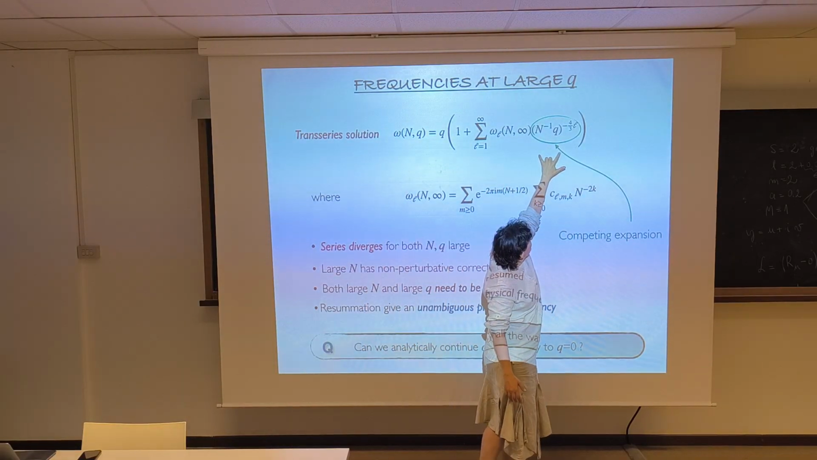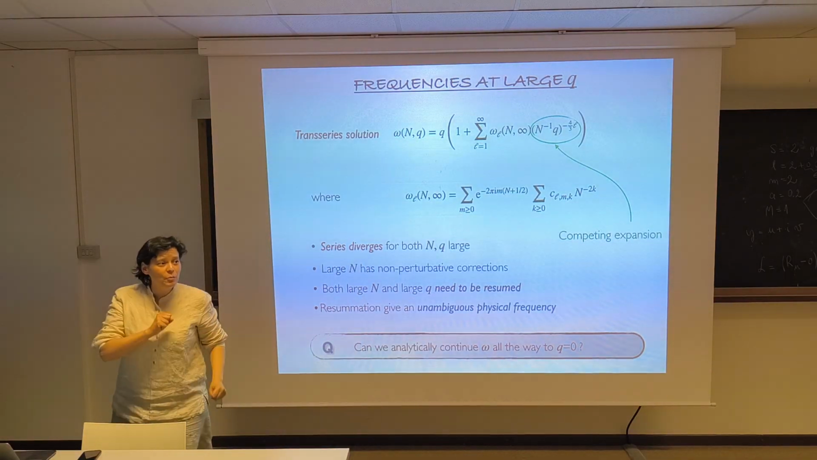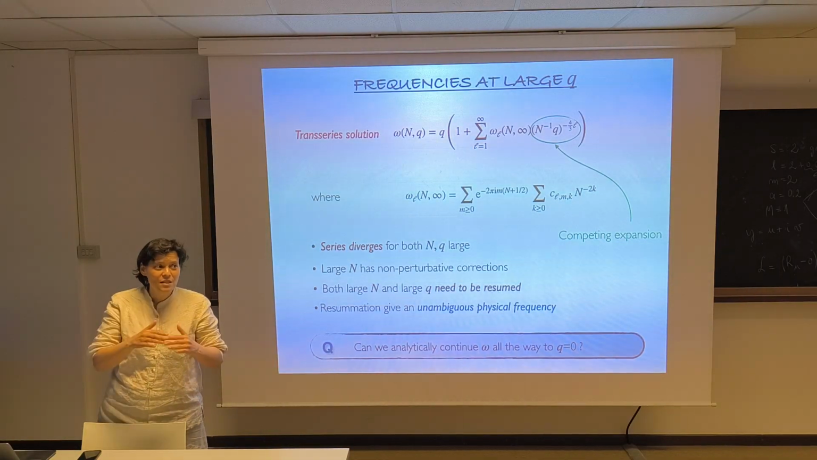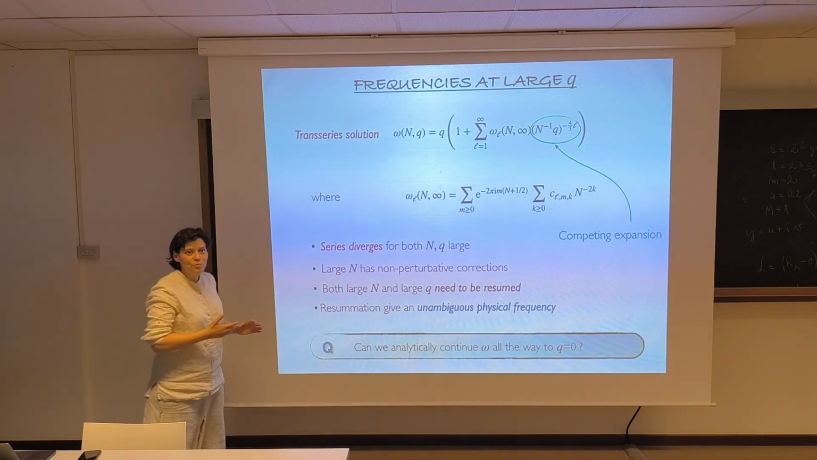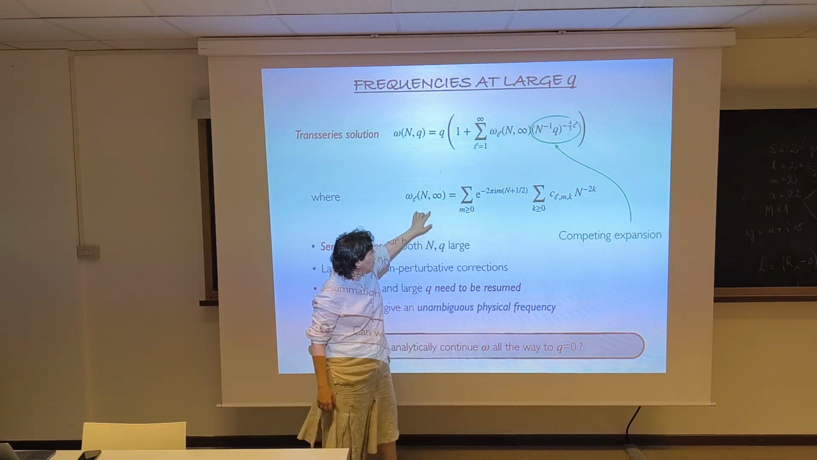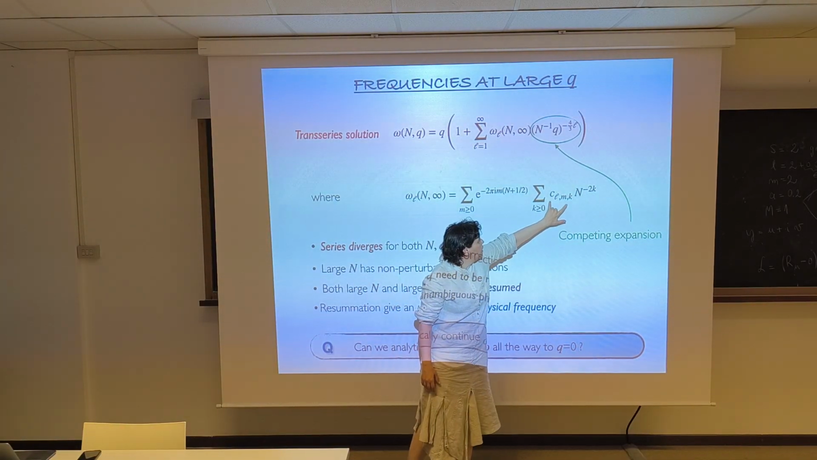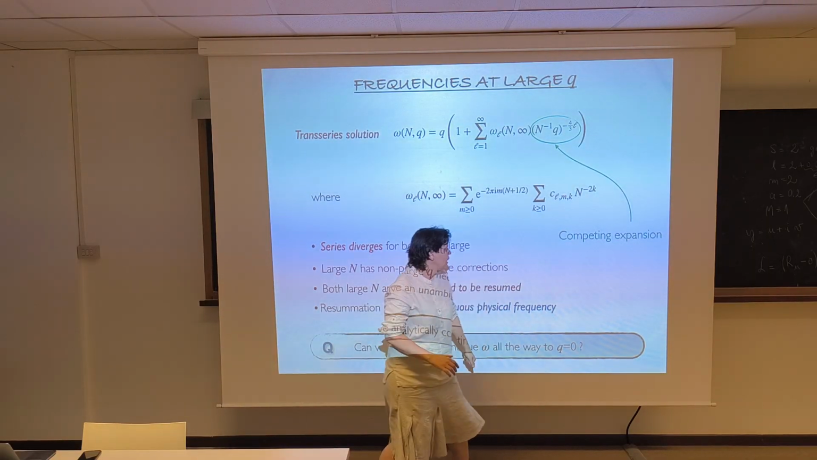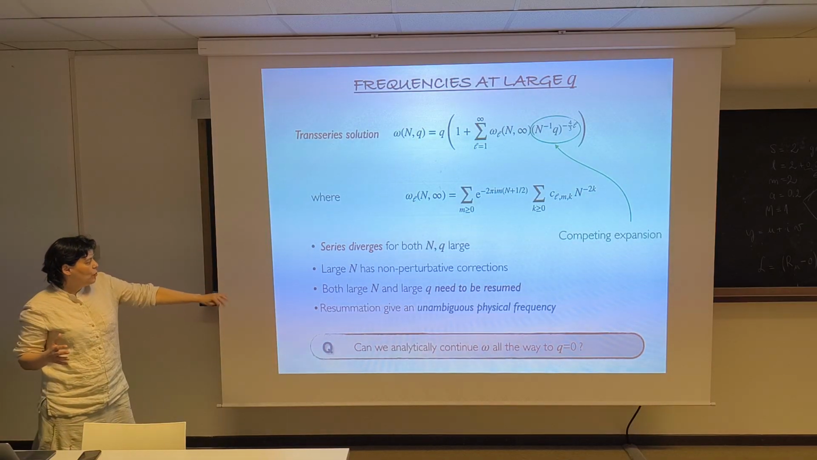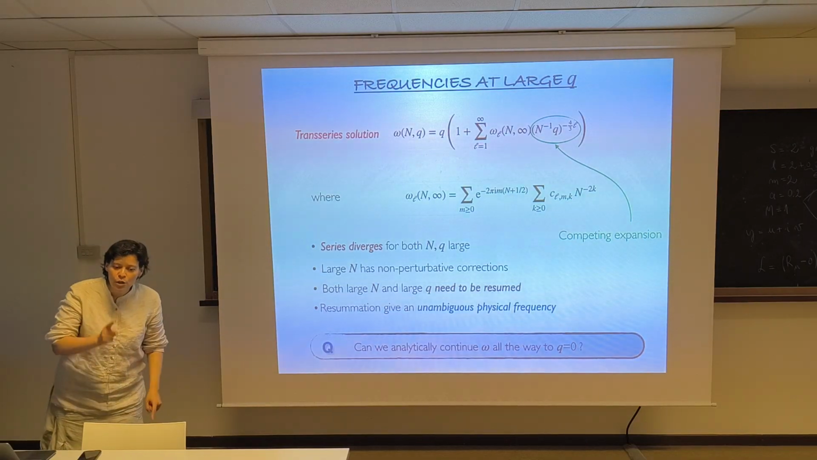It has these weird powers of Q and N. And here you can already see why there was the fighting between Q and N. Because for N large and Q large, actually Q over N still remains the same. That was the reasoning for the good values in the other case. And each one of those terms will have a perturbative series, and a series of exponentially small terms, well, it depends on the direction, with some coefficients in N. So the series diverges in both N and Q. Both large N and large Q need to be resummed. And the resummation gives us an unambiguous value for the frequency.